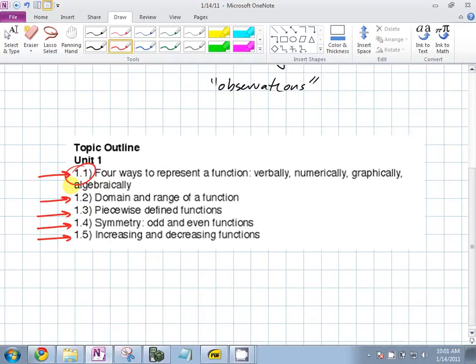Have you ever seen the word symmetry in a math class? Symmetry? Yeah. Mr. Weston's class. And what about increasing and decreasing functions? Do you think you could figure out what that is, or have you heard of that before? You have? Okay, so this is what I'd like you to do.